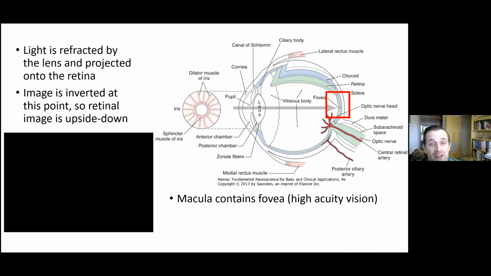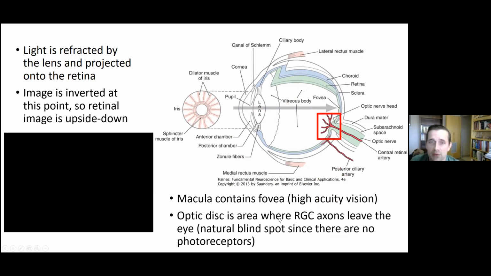So we mentioned macular vision, that high acuity vision. That is situated in almost the central part of the retina in the back of the eye, where you also find the fovea. So both of these areas are for high acuity vision.